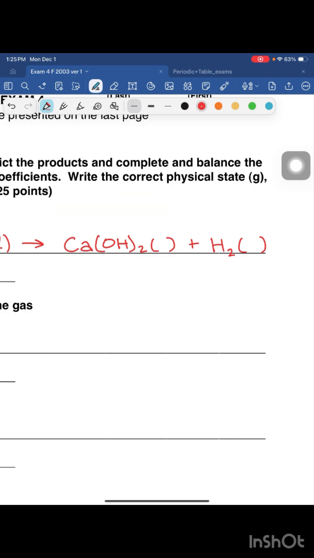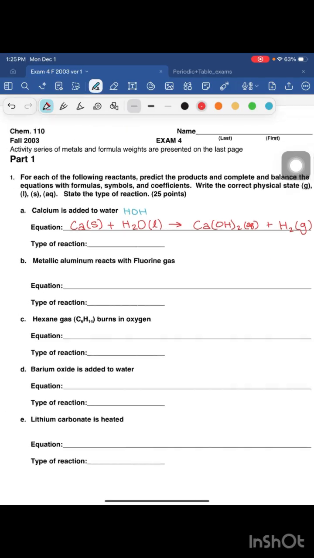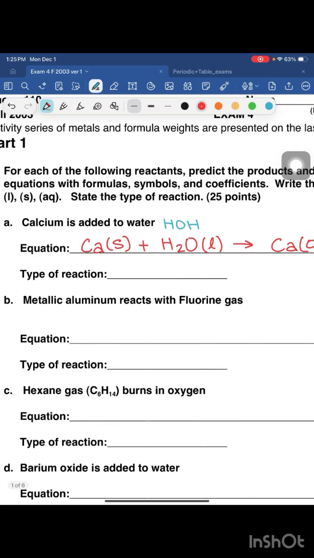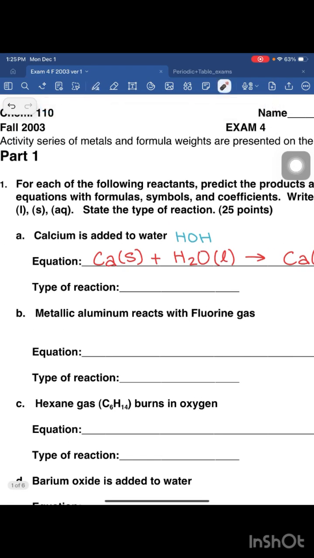And calcium hydroxide is a strong base, so it's aqueous in water, and the hydrogen is gas at room temp. This type of reaction, I kind of spoiled it, we have one thing over here, and we have 2 things over here, which means it's a single replacement.